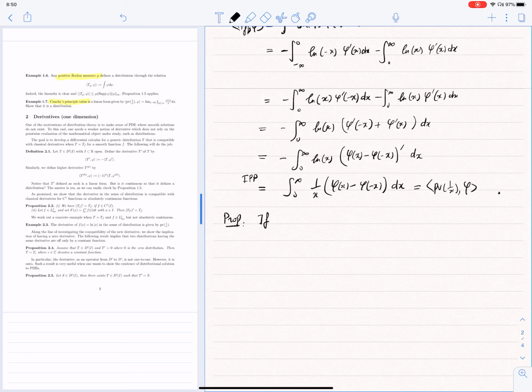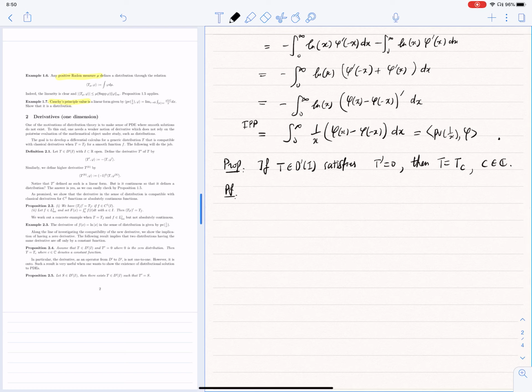So if you have a distribution T that satisfies T prime is equal to zero, where zero in the sense of distribution means that when it applies to any test function, it only gives the value zero. If it satisfies this property, then necessarily T is equal to T associated with some constant function c, complex valued. So how are we going to prove that?